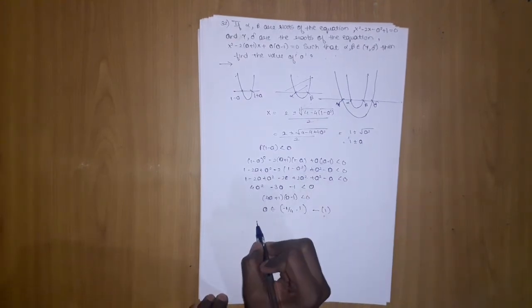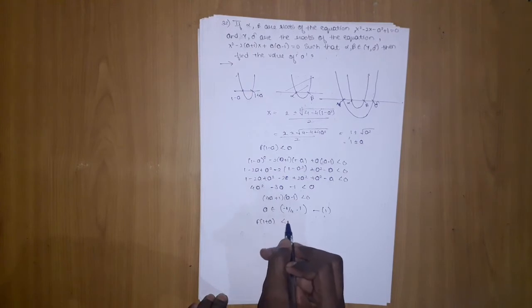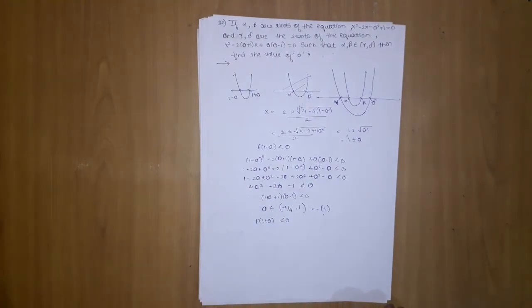Now let's find the second, which is f of 1 plus a should be less than 0. Again, why less than 0?